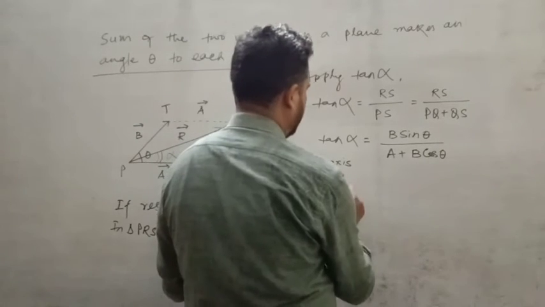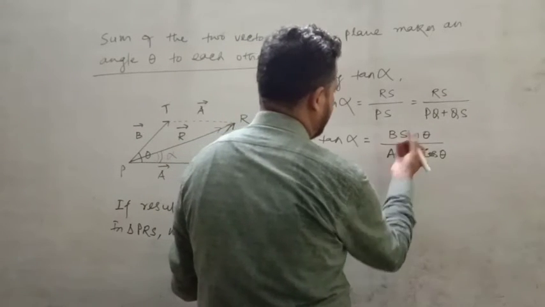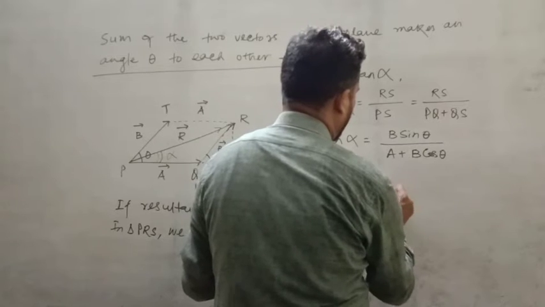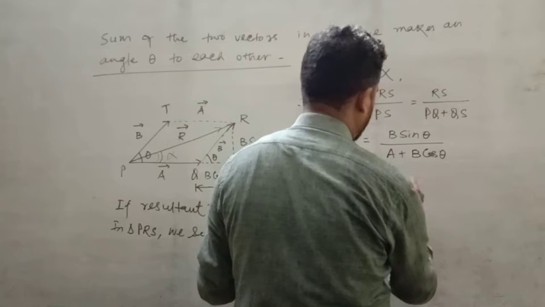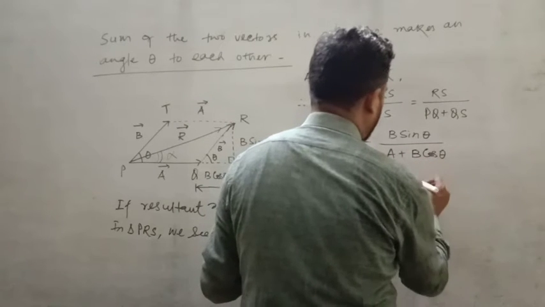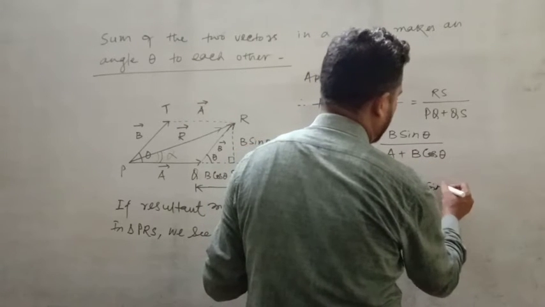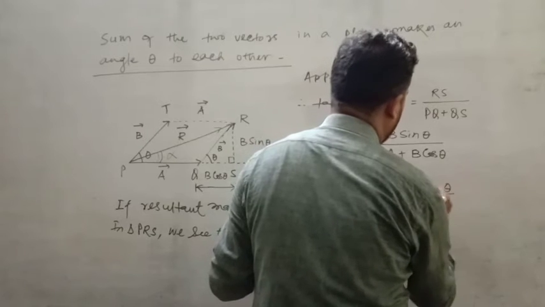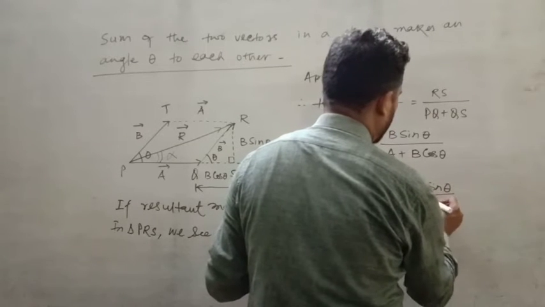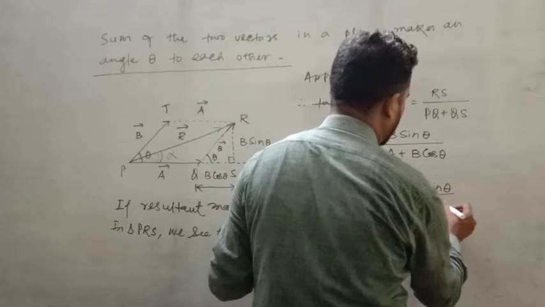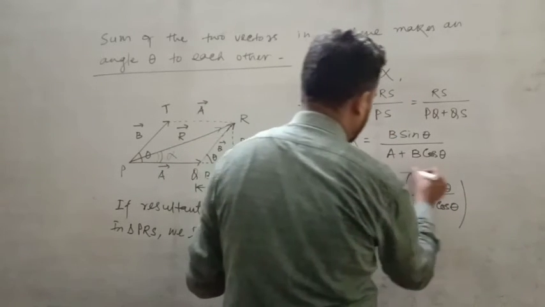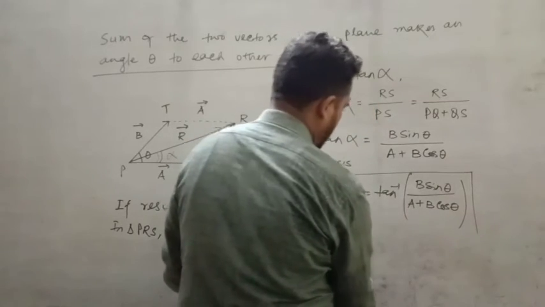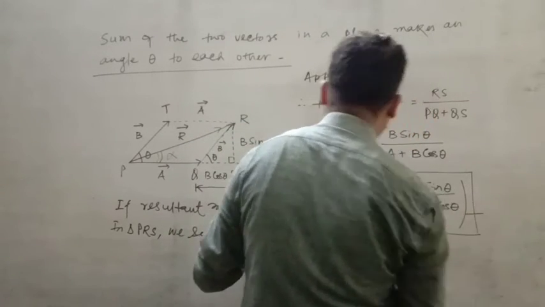Therefore, alpha is tan inverse of b sin theta divided by a plus b cos theta, and this is your resultant. And next equation be there.